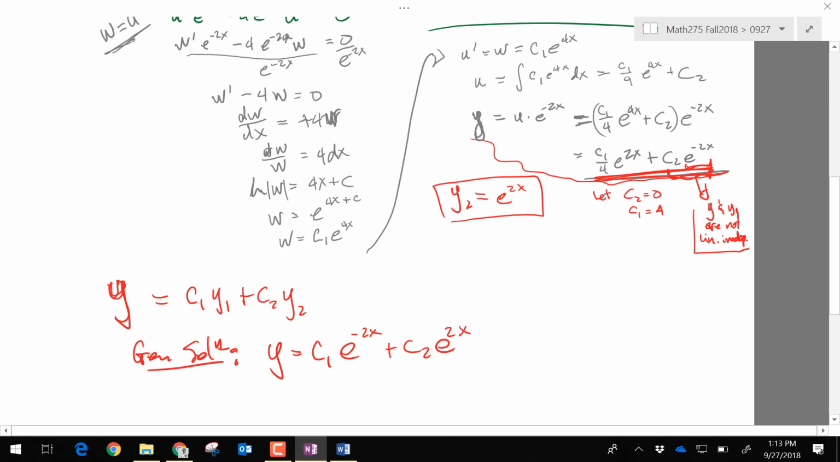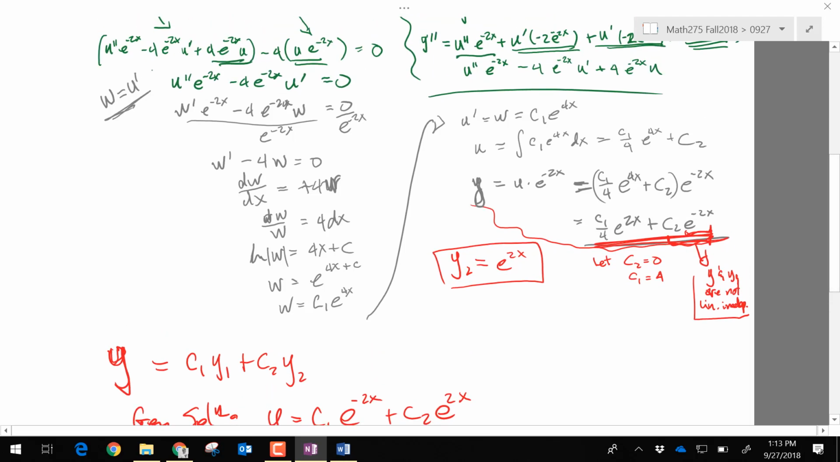There's no yp in this case, because a yp only would go with a non-homogeneous equation, and this is a homogeneous differential equation. Now, if this was a non-homogeneous differential equation, then we would have to try to find yp as well after this, because we still have to do this first.